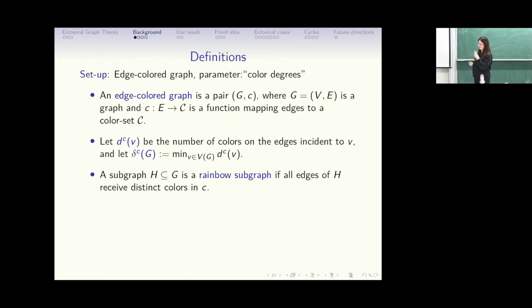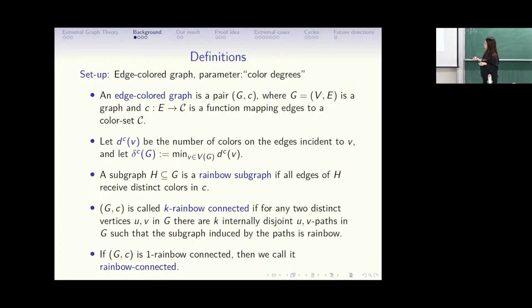So each color shows up at most one time. GC is called k-rainbow connected if, between any two distinct vertices, we can find k internally disjoint paths such that the entire subgraph induced by those paths is rainbow. In particular, if k is one, we say it's rainbow connected. If it's 1-rainbow connected, we just say it's rainbow connected.